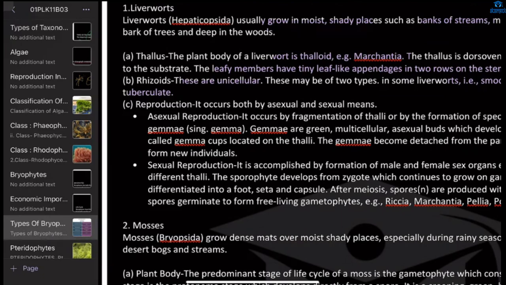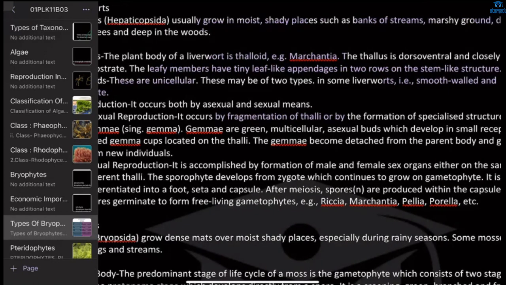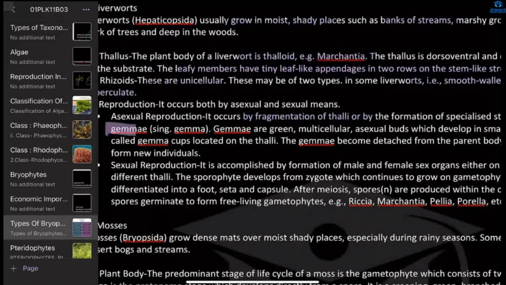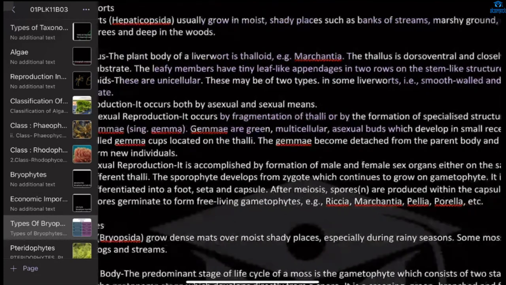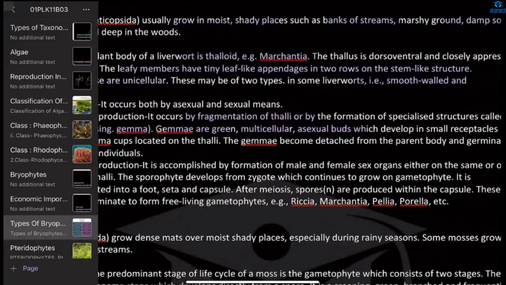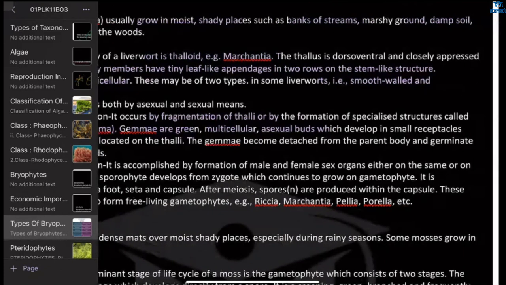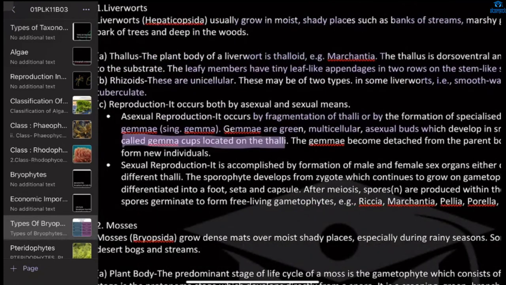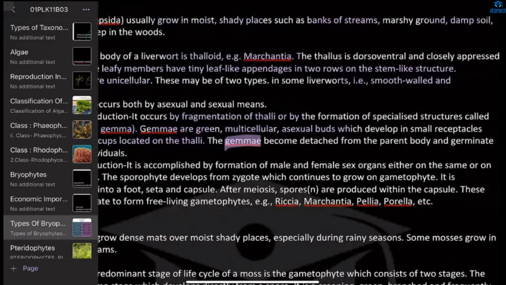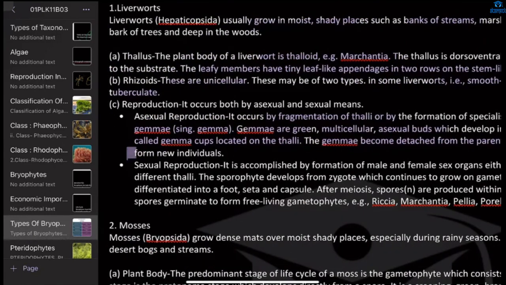So this asexual reproduction occurs by fragmentation of thalli or by formation of specialized structures which are called gemmae. These gemma cups are green multicellular asexual buds. Whenever these gemmae fall on the substratum, they are capable of forming a new plant. So they develop into small receptacles called gemma cups located on thalli. The gemmae become detached from the parent plant body and germinate to form new individuals.